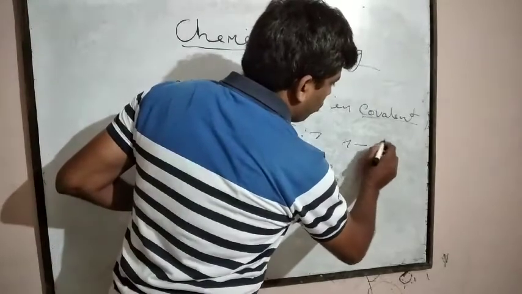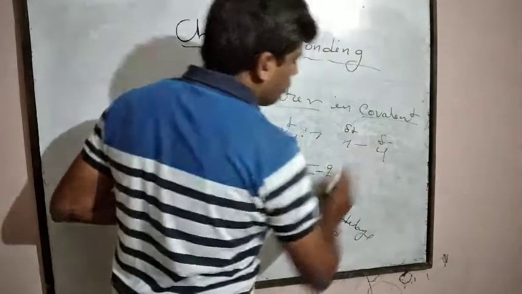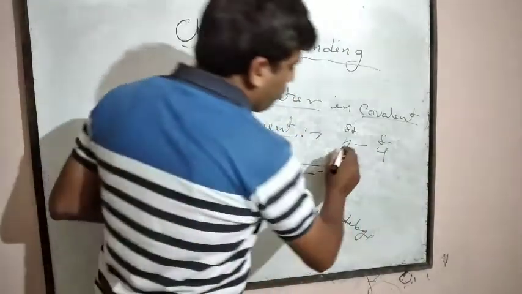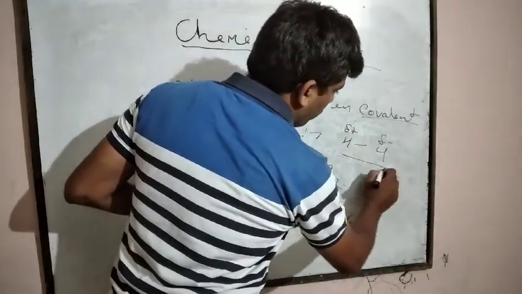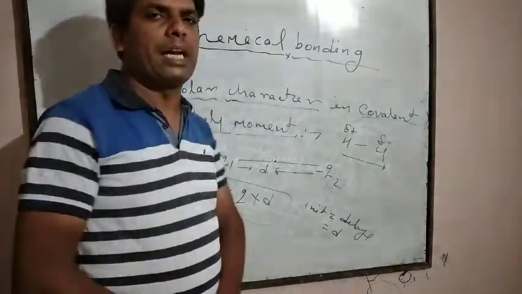For example, if HCl is taken, chlorine bears a partial negative charge and hydrogen bears a partial positive charge. So the direction of dipole moment is from hydrogen to chlorine. Direction of dipole moment is from positive to negative charge.